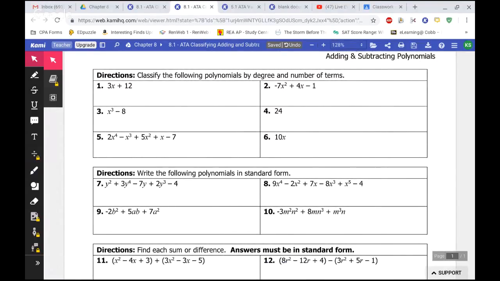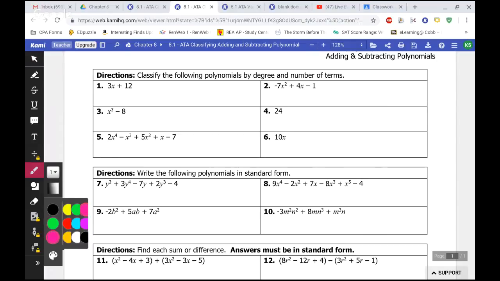So on number 7 and 8, we were supposed to write the polynomials in standard form. So standard form means they're going to be alphabetical first, and then put them in order according to the degrees. And the degrees are the exponents. The highest degree goes first. So the highest degree in number 7 is this y to the 4th term.